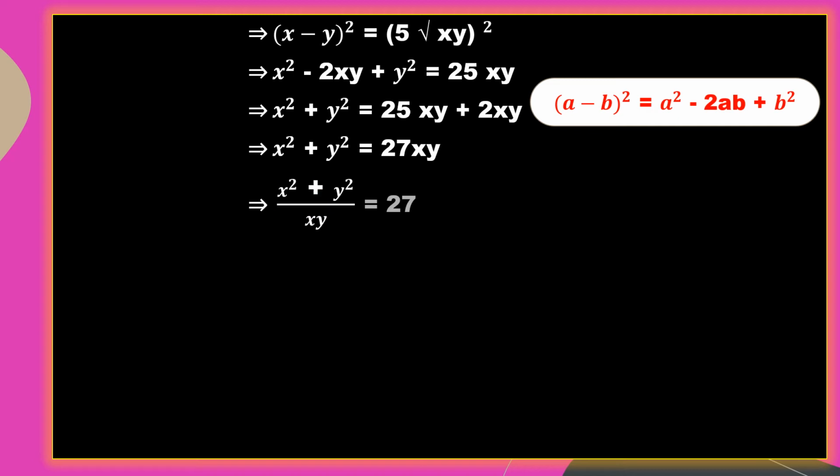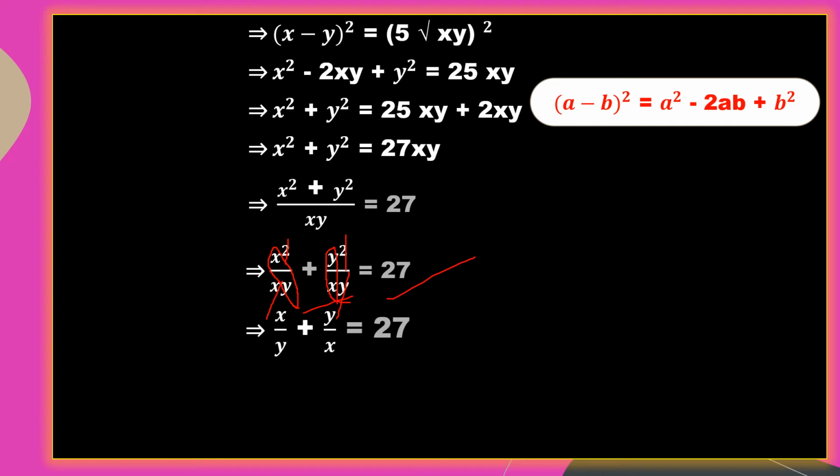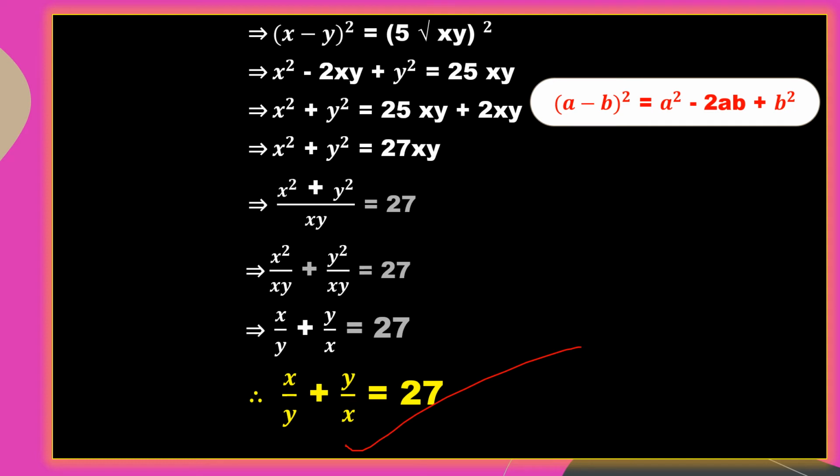So x square by xy plus y square by xy equal to 27. Now you can cancel this. Here 1x will be cancelled, here 1x will be cancelled, here 1y and here 1y will be cancelled. So we'll get x by y. The remaining thing is x by y here, and here it is y by x. So x by y plus y by x equal to 27. This is what he asked, right? x by y plus y by x. So it is 27. Therefore x by y plus y by x equals 27.